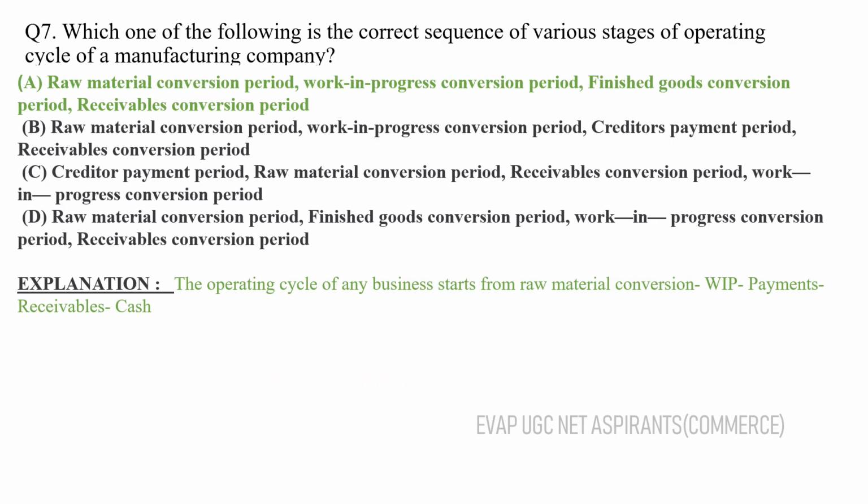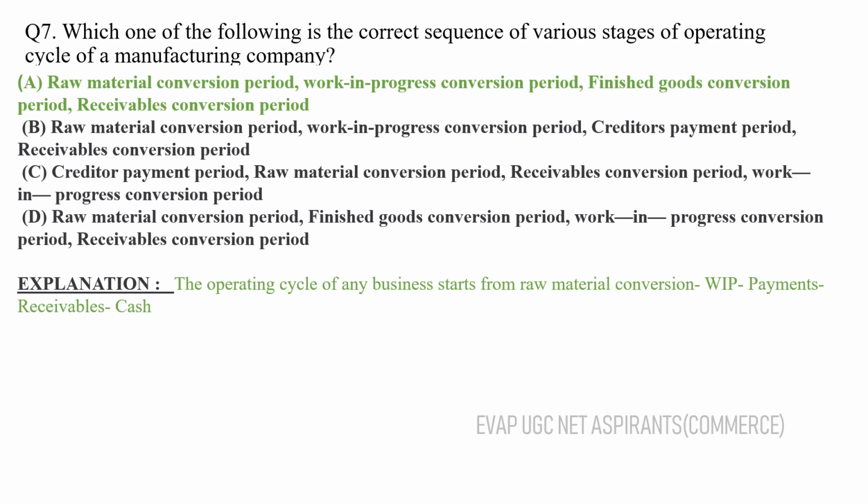So the next one is which one of the following is the correct sequence of various stages of operating cycle of a manufacturing company. So we have 4 options. First one is raw material conversion period, work in progress conversion period, finished goods conversion period, receivables conversion period. Then the second option is raw material conversion period, work in progress conversion period, creditors payment period, receivables conversion period. Next one is creditors payment period, raw material conversion period, receivables conversion period, work in progress conversion period. And the fourth option is raw material conversion period, finished goods conversion period, work in progress conversion period and receivables conversion period.